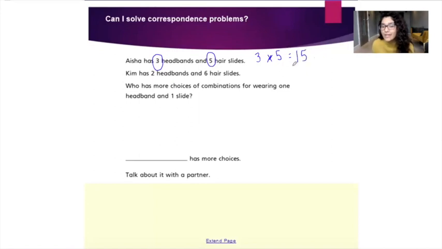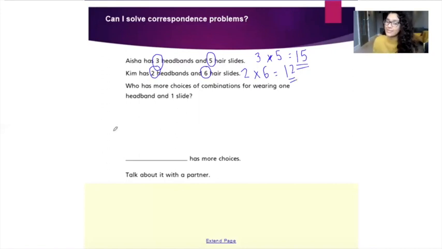15. So Aisha has 15 possible combinations. Let's see how many combinations Kim has. So she has 2 headbands and 6 hair slides. So we're going to multiply them together to work out how many different ways Kim can style her hair. So 2 times 6 would be 12. So Aisha has 15 different possible choices and Kim has 12 different possible choices.